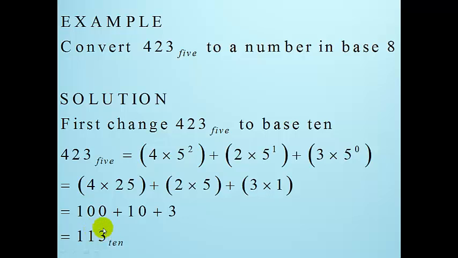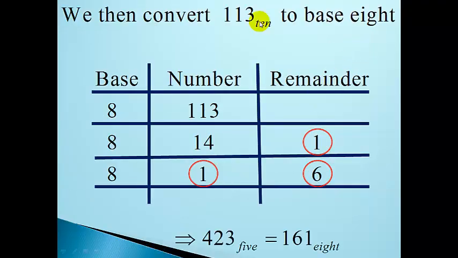Then we convert 113 base 10 to a number in base 8. So the first thing you have to do is convert to base 10. After converting to base 10, then you convert to the required base, that is base 8. Now we convert 113 base 10 to base 8. In tabular form, we have the base, the number, and the remainder. The base is 8 and the number is 113.